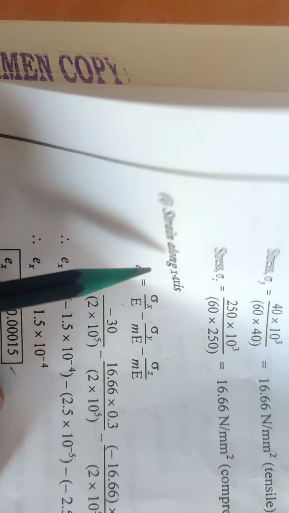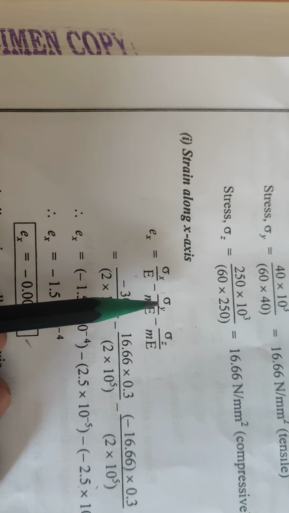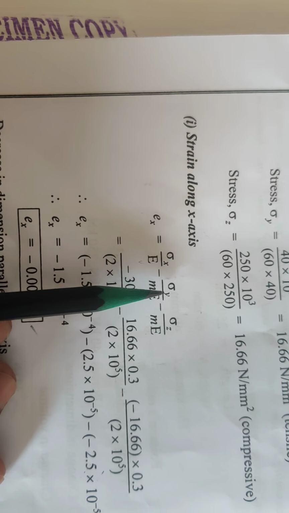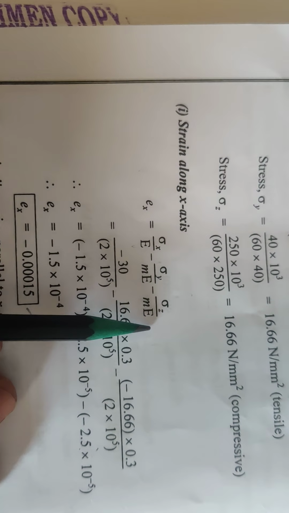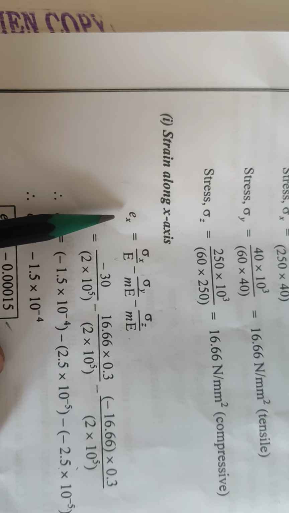Okay, so strain along x direction. This is a cubic material. The strain is stress in x direction divided by Young's modulus, minus stress in y direction divided by Young's modulus into Poisson's ratio, that is this 1 by m. Similarly, minus sigma z by E into 1 by m. This is the formula for calculating strain along x direction.